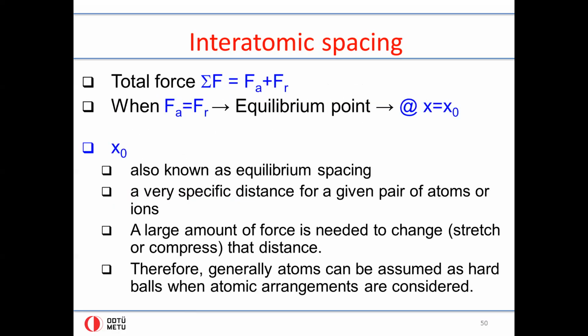And the total force is simply Fa plus Fr. And when Fa is equal to Fr, equilibrium is reached. Hence you have x equals x naught, or r equals r naught from the previous slides. And this is known as the equilibrium spacing. And this is a very specific distance. It's a characteristic distance for a given pair of atoms or ions.